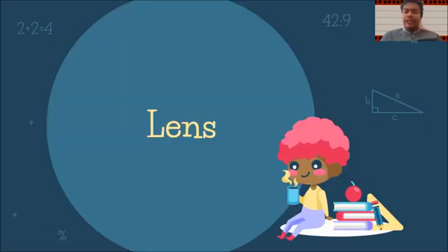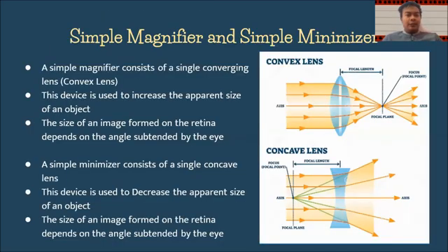So, we jump to the next topic, which is lens. We talk about the simple magnifier and simple minimizer. As you can see in this picture, the upper one is a convex lens and the lower one is a concave lens.